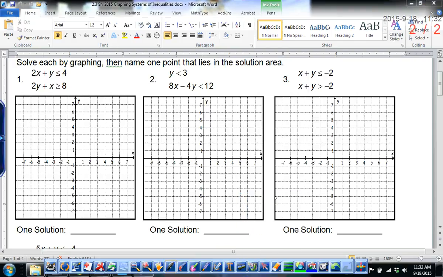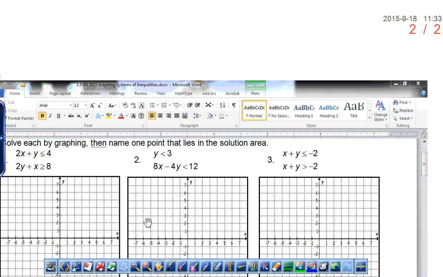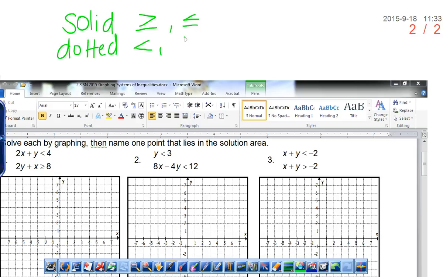Before we can graph systems of inequalities, or even a single inequality, we have to remember, when do we graph a solid line? Yeah, when you've got the equal to, greater than or equal to, or less than or equal to. And when do we graph a dotted line? Good. So solid line is with the equal to, dotted is without the equal to.